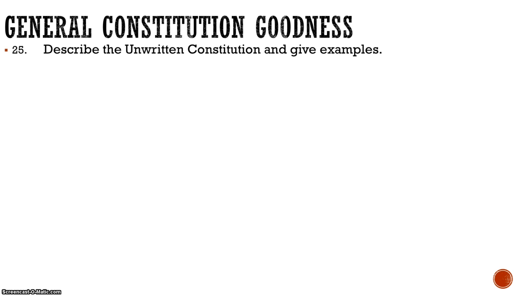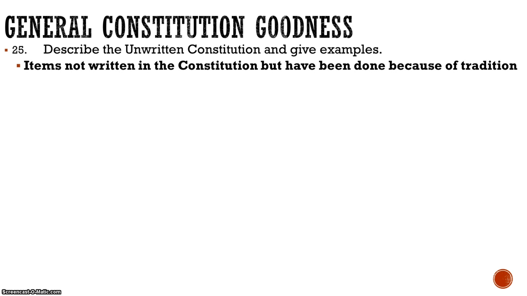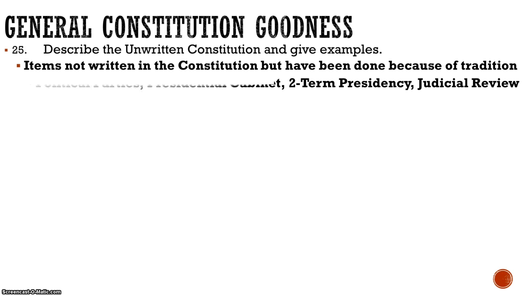And moving on, some general Constitution goodness. Describe the unwritten Constitution and give examples. So the unwritten Constitution is items that are not actually specifically in the Constitution, but we've held on to them due to tradition. Some of these have been here since the very beginning. Political parties, basically since the beginning. Presidential cabinet. Washington had the first cabinet.